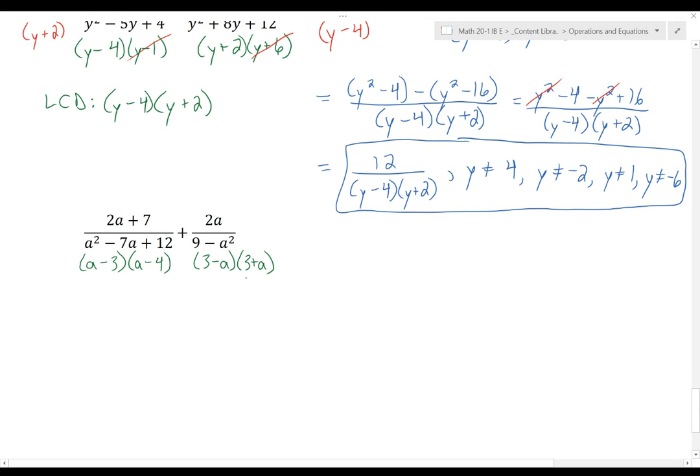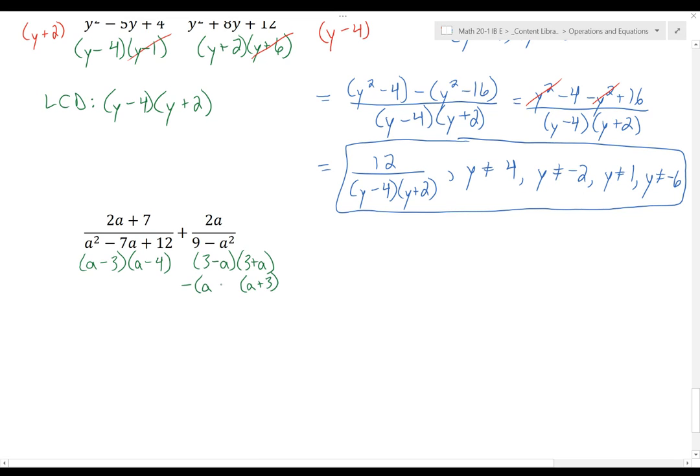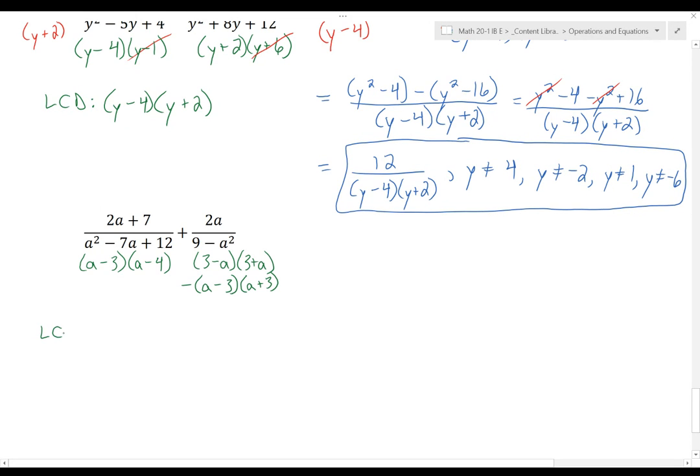So I can switch the order of 3 plus a to a plus 3, no problem. I'm going to do that just because it's a more common way of writing these things with the variable first. 3 minus a, though, is not the same thing as a minus 3, but it is the opposite of a minus 3. In other words, I can write it that way. I want to do that because then I can use a smaller lowest common denominator.